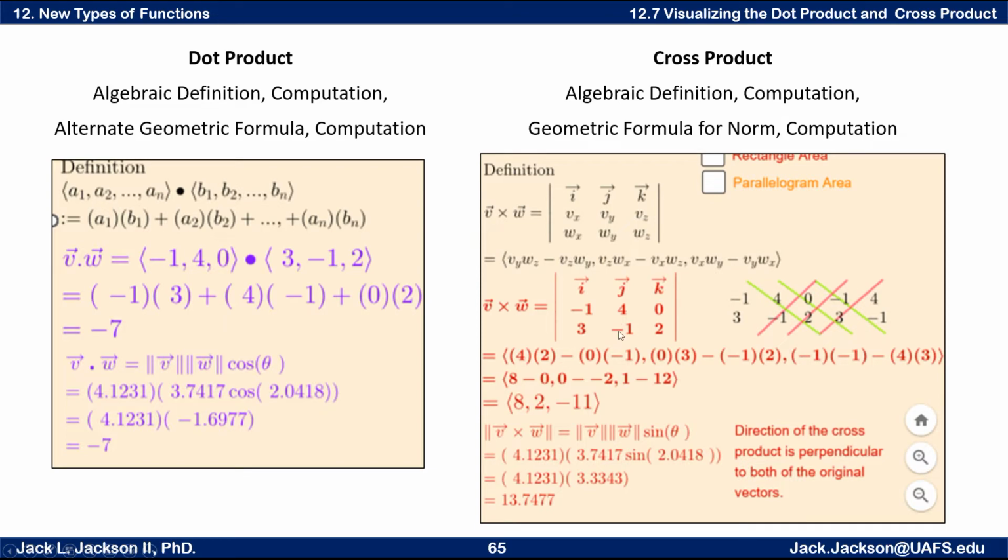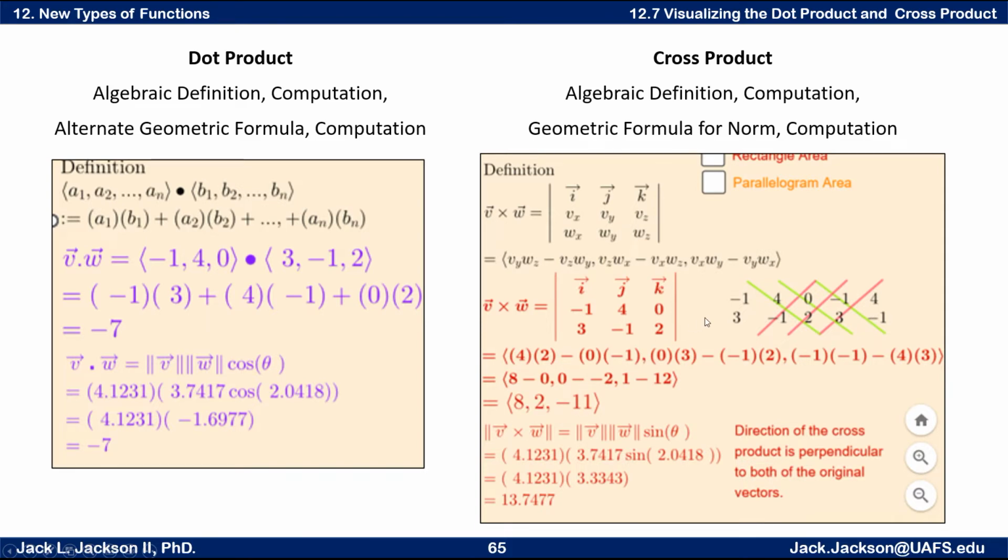And for the j, you eliminate this column and this row, but it's the opposite of the determinant. So let's do this one first. 0 times 3 minus a -1 times 2. That takes care of the negative by doing it in that order. So that's 0 minus a -2, or 0 plus 2, is 2. And then for the k component or z component, eliminate this row and column and do the determinant here. -1 times -1 is 1, plus or minus 4 times 3 is -12. So that's -11. So the cross product is (8, 2, -11).